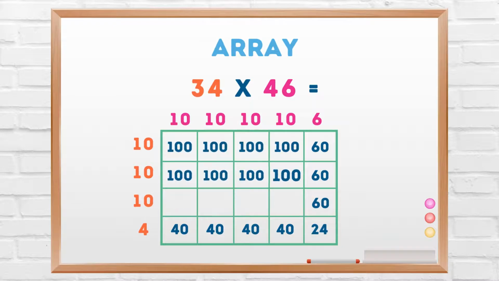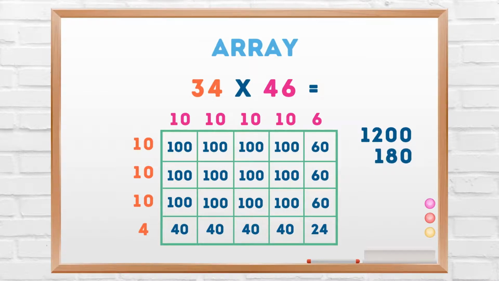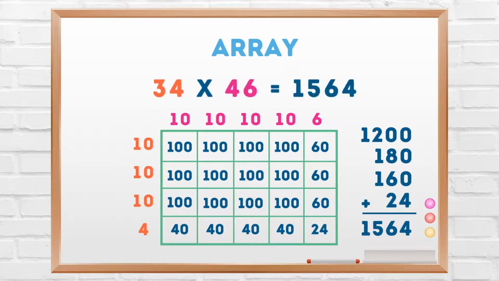We have 12 100s, so we can add all our 100s together or times 100 by 12, which is 1,200. We also have 3 60s. 60 times 3 is 180. We have 4 40s, 40 times 4 is 160, and we have 24. Now let's add them all together. 1,200 plus 180 plus 160 plus 24 equals 1,564. So 34 times 46 is 1,564.